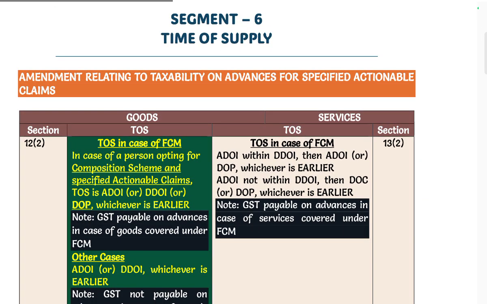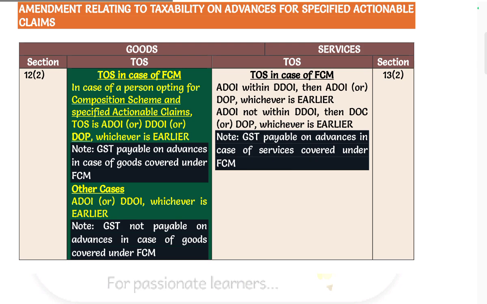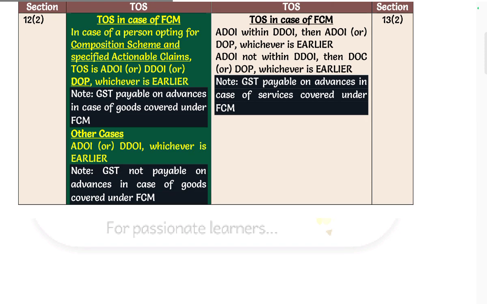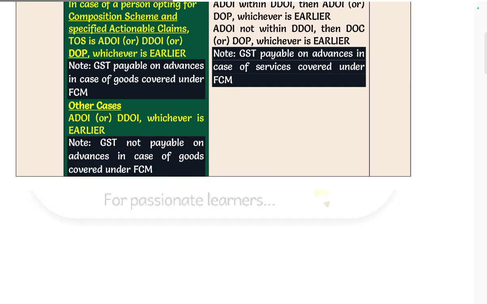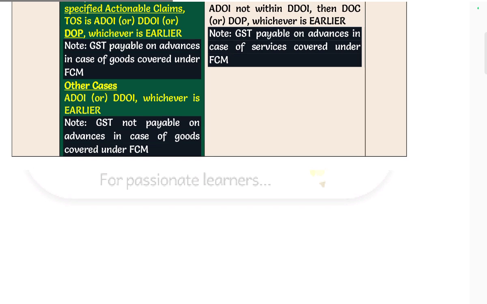Amendment relating to taxability of advances on specified actionable claims. Section 12(2) of the CGST Act, time of supply (TOS) of services, and TOS of services in case of forward charge mechanism. In the case of a person opting for the composition scheme and specified actionable claims, TOS is the date of invoice or date of other, whichever is earlier. GST is payable in advance in the case of goods covered under the forward charge mechanism, other than the date of payment, whichever is earlier. GST is not payable in advance in the case of goods covered under FCM.